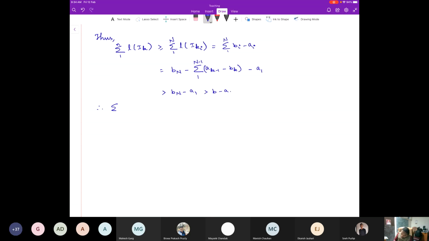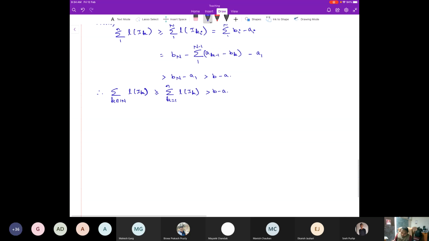Therefore, summation over k in N of length of Ik is bigger than or equal to summation k running from 1 to N of length of I_{k_i}, which is bigger than B minus A. So you choose any open cover of intervals covering the given interval capital I, then it is going to be bigger than B minus A. That's what we have done. Right? And we are done. So thus, we are done with this case.